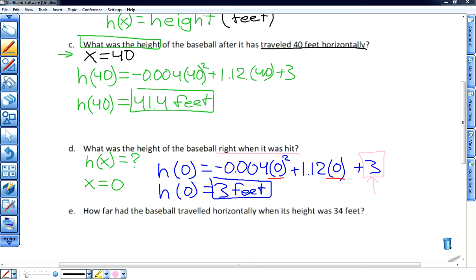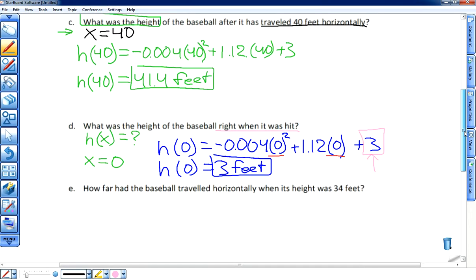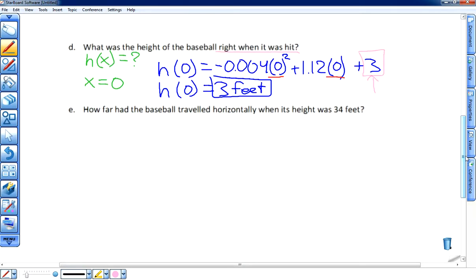With that, let's move on to the last question using this quadratic model. The last question here states this: how far had the baseball traveled horizontally when its height was 34 feet? So again, we're asked to find something, but we're also given something. The question is, what are we asked to find? In this case, we are asked to find how far the baseball had traveled horizontally.